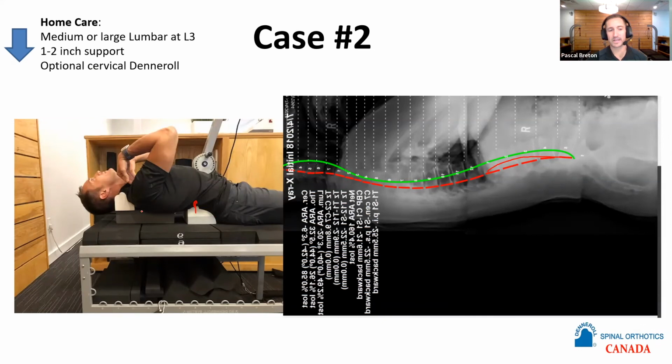Okay. I would give him a support behind the rib cage, at least an inch. This would be about the max you'd want to give him.